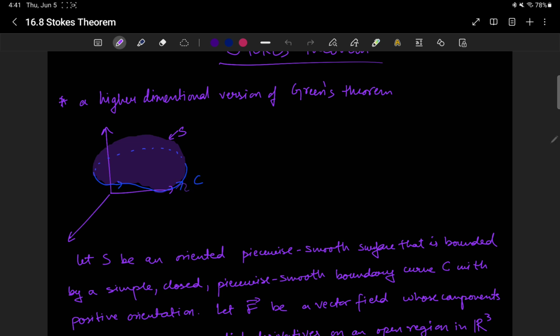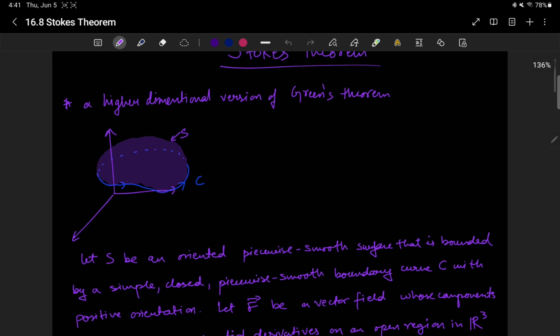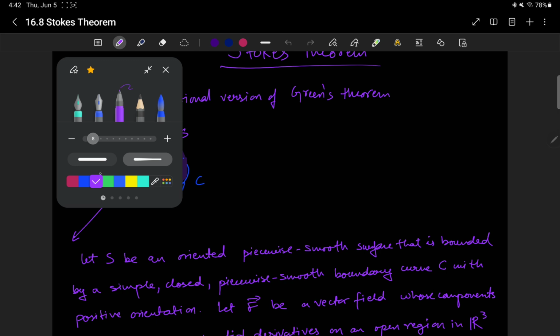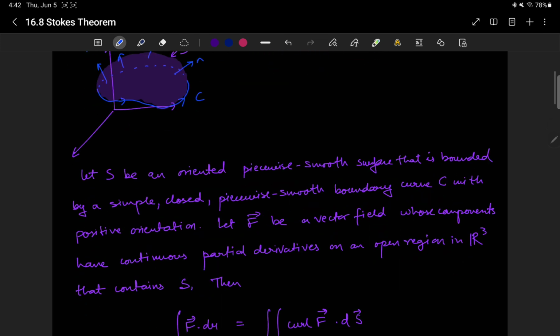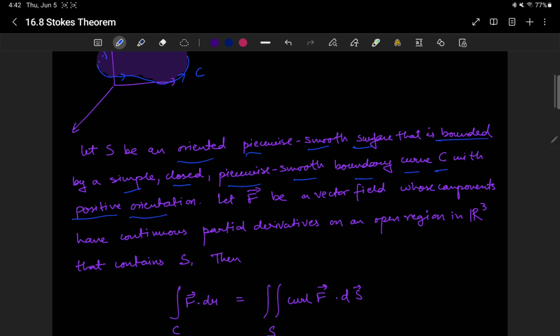We have a curve C with a positive orientation, which again means that the inner region is to the left. And we have a surface that it encloses, which we are denoting by S. And there are a bunch of normal vectors coming out of the surface. S is an oriented piecewise smooth surface that is bounded by a simple closed piecewise smooth boundary curve C with a positive orientation, counterclockwise or region to the left.